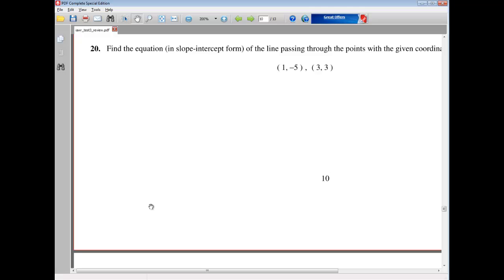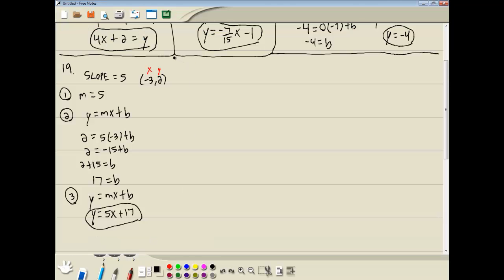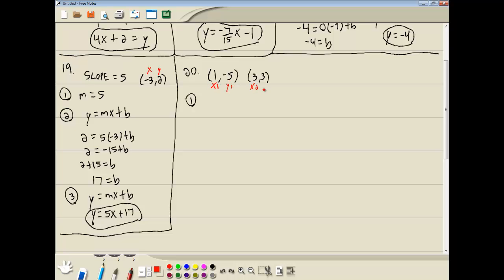Number 20. Find the equation in slope-intercept form, line passed through those 2 points. 1, negative 5. 3, 3. Well, same steps. First step is to find m. Well, we're not given m directly in this problem, so we have to use our formula. Remember, this is our first point, so this will be x1, y1. This is our second point, so this will be x2, y2. And our formula is m is equal to y2 minus y1 over x2 minus x1.